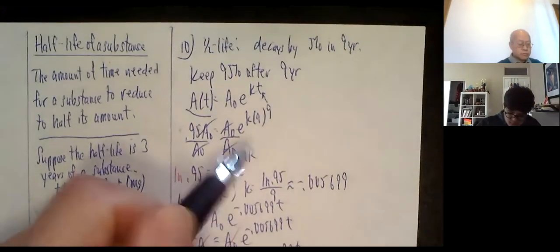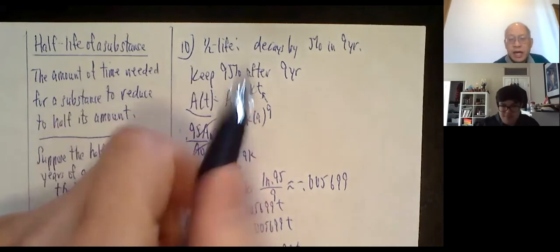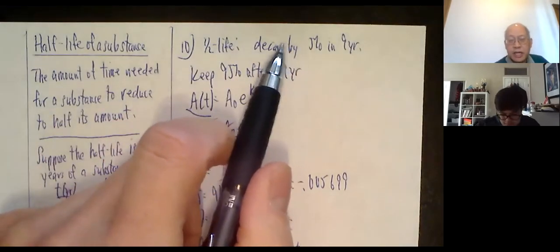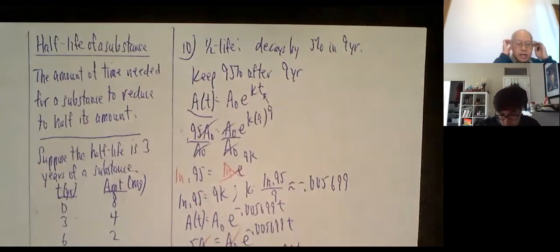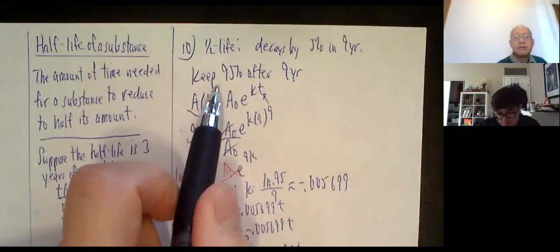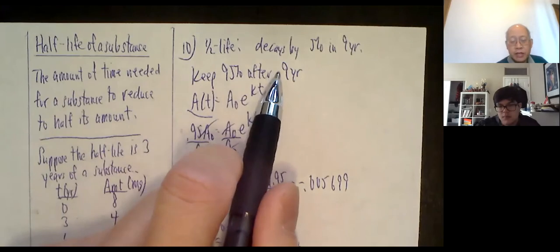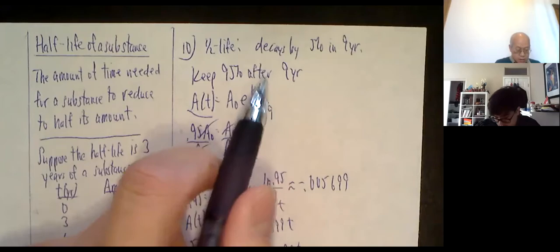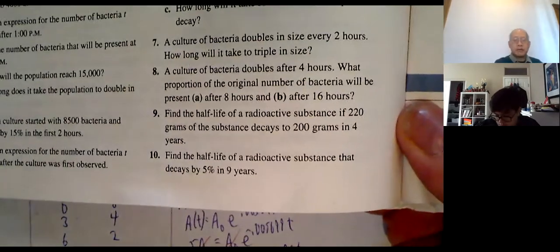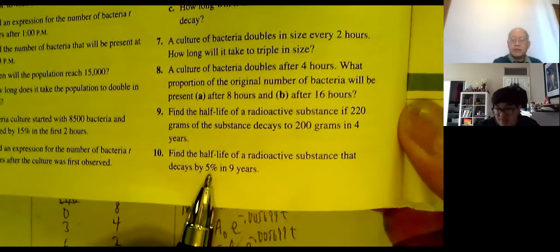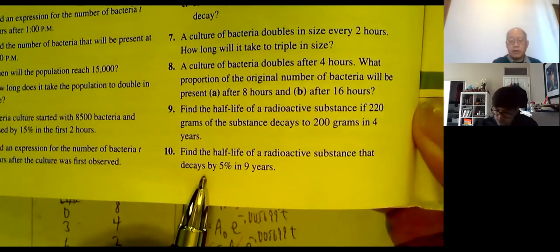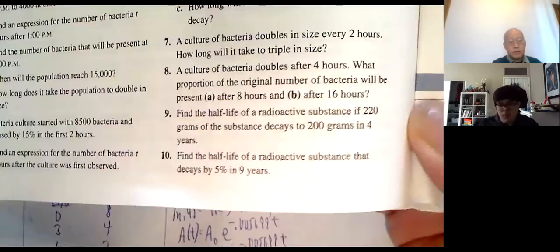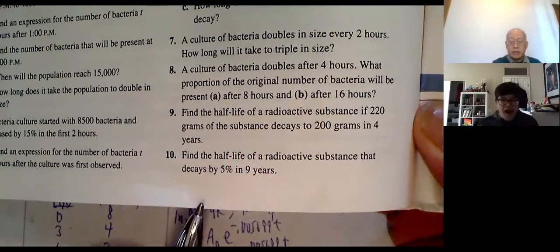Well, how do we do it? Find the half-life. It decays by 5% in 9 years, which means you keep 95% after 9 years. Right? I'm going to keep switching back and forth with the book because it's a word problem, so you have to keep looking at this. Decay by 5% means you keep 95%. So you keep 95% in 9 years.